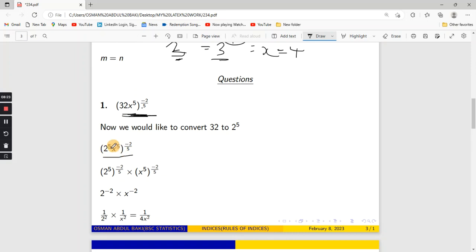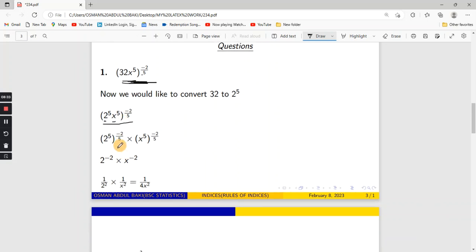So here we have 2 raised to the power 5, times x raised to the power 5, all raised to the power minus 2 over 5. Each term takes the exponent. So we have 2 raised to the power 5 times the exponent of minus 2 over 5, times x raised to the power 5 times the exponent. Here too we apply one of the properties.